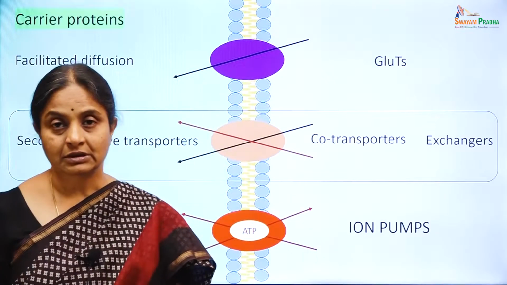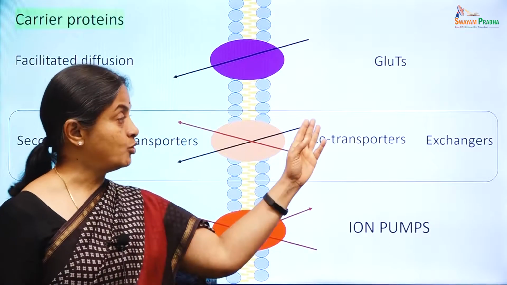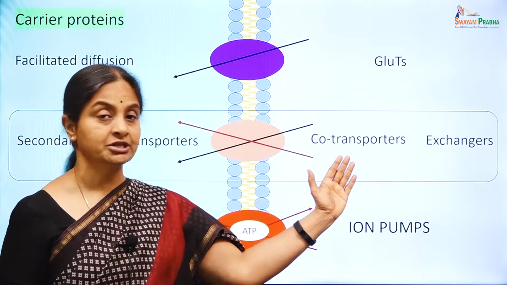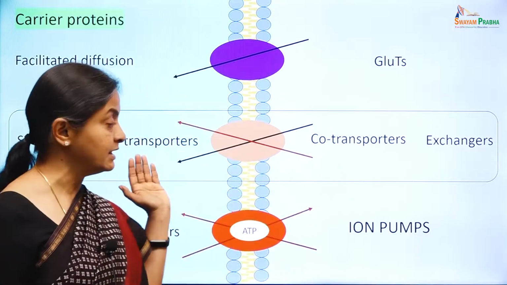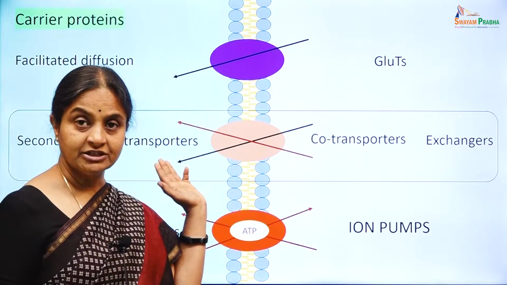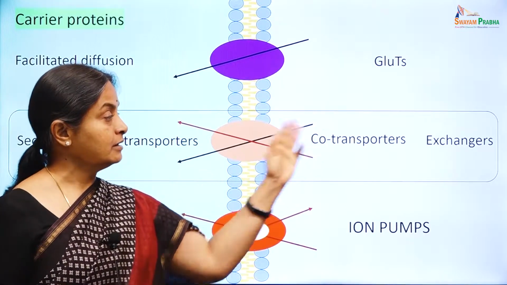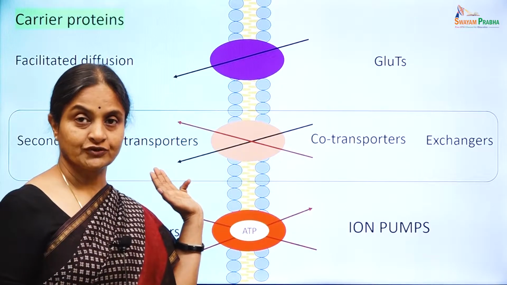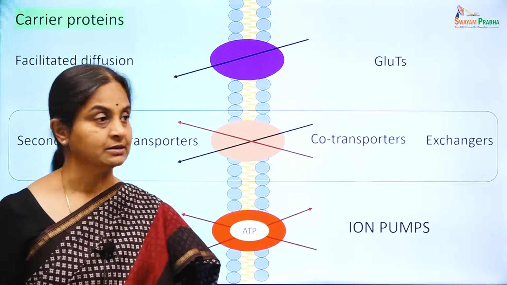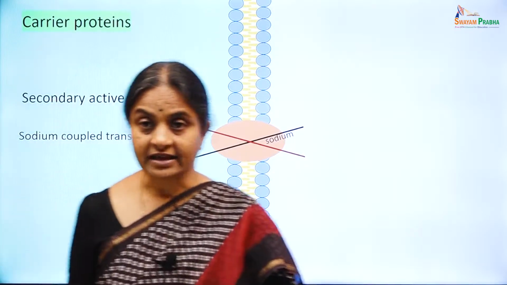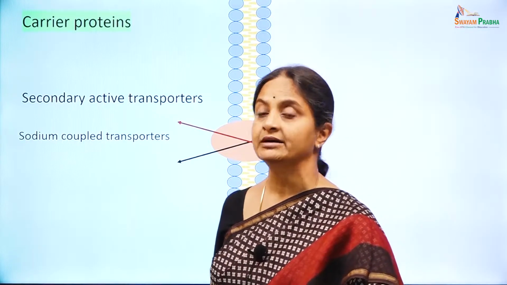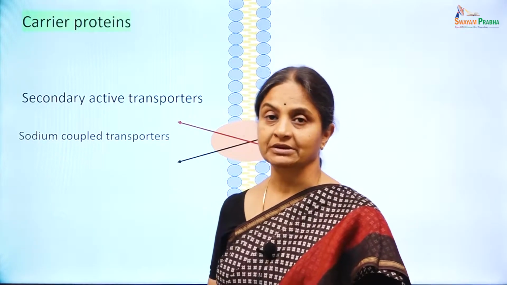Most often, the substance that goes downhill is sodium. We know that sodium concentration outside is 10 times higher than inside the cell. Therefore, sodium can diffuse into the cell, and downhill movement of sodium would energize uphill transport of another substance. The secondary active transporters that are important in the clinical context and the ones that we will be learning are sodium coupled transporters.